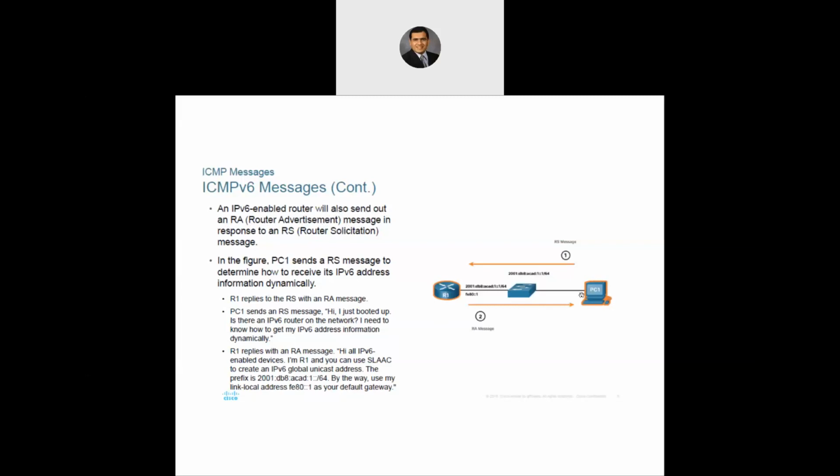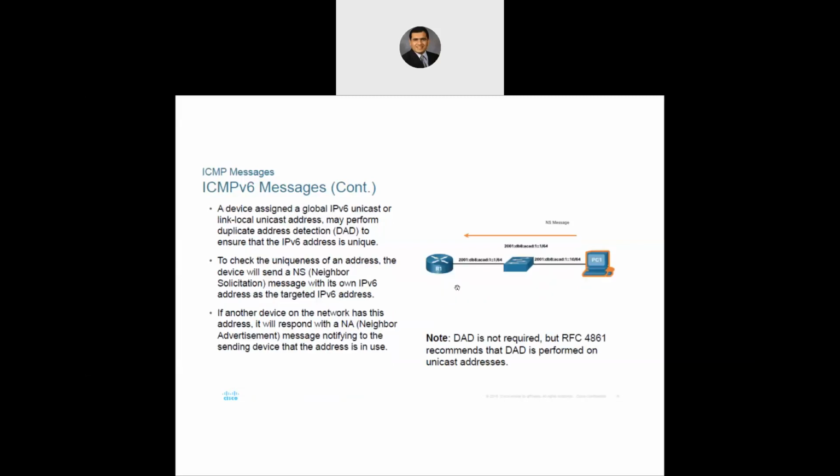For example, the PC will say, I just woke up and I want to know which network I belong to, which is the router. So it will send the RS. In response, the router will send a router advertisement, RA message. It can also send the RA without any RS. Once it does that, it will get an IP address from the router. Over here, the router will give it an IP address for this host.